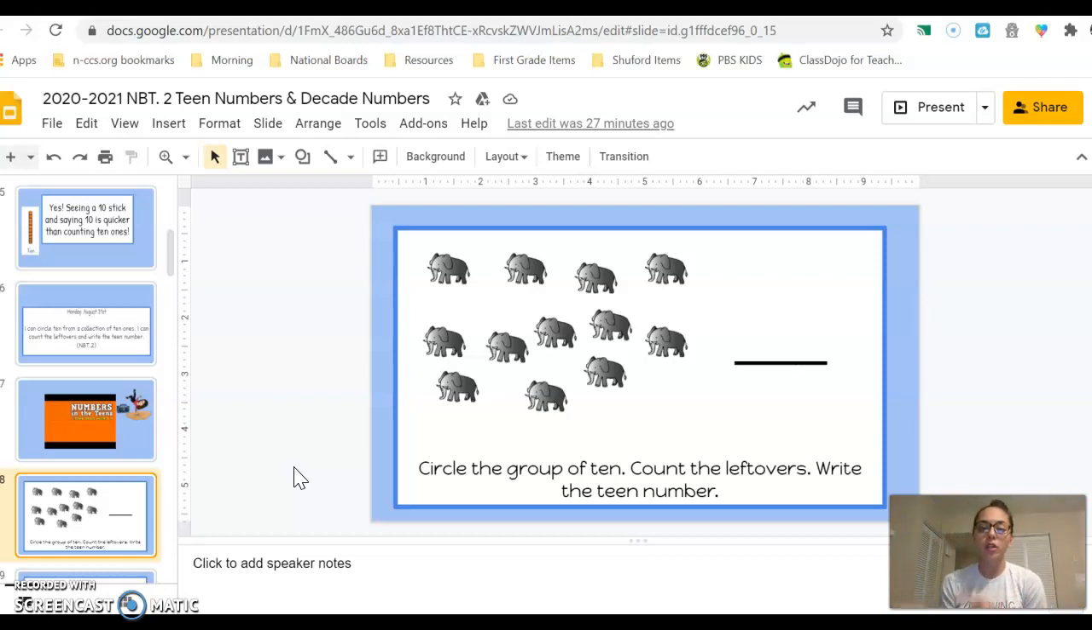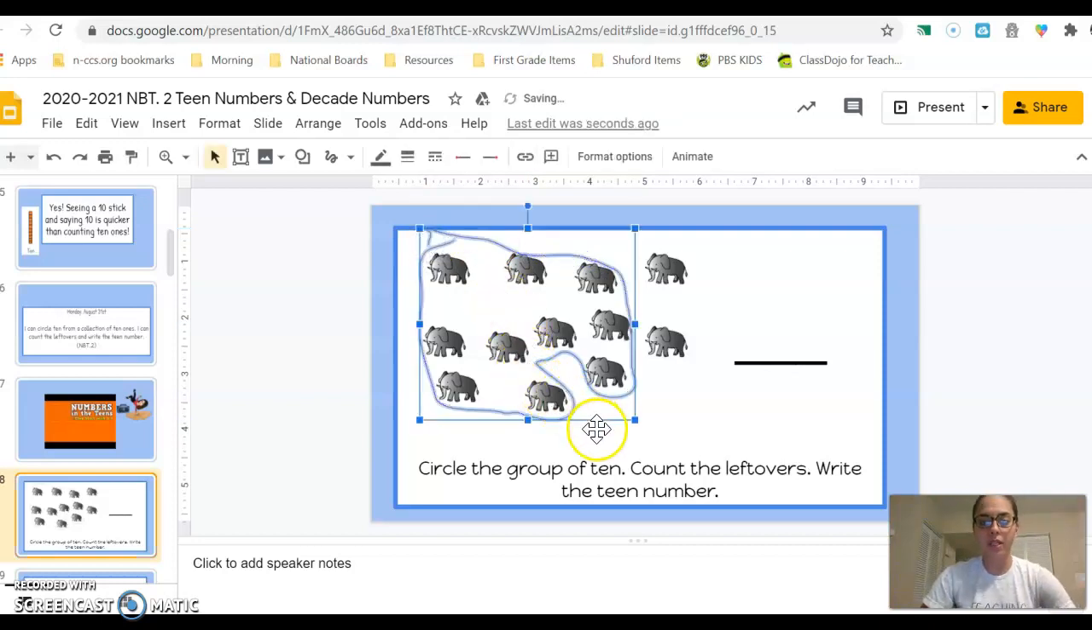So what we're going to look at is we're going to circle a group of 10, and then we're going to see how many ones we have left over. I'm going to count a group of 10 and see how many we have left. So we have some really cute elephants. Let's go ahead and count. 1, 2, 3, 4, 5, 6, 7, 8, 9, and 10.